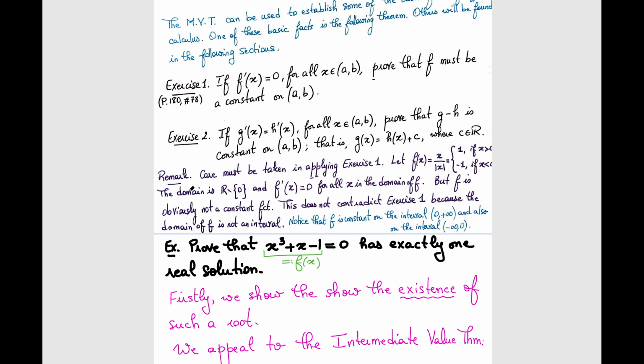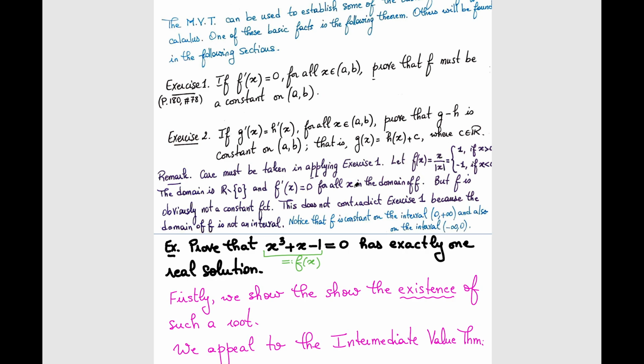The last thing is a remark. Care must be taken in applying exercise 1. For example, take this function, x divided by the absolute value of x. If x is positive, upstairs and downstairs are the same, so this becomes 1. If x is negative, upstairs and downstairs are the same up to a change of sign. So x upstairs, negative x downstairs, this becomes negative 1. At 0, this function is not defined because I would have 0 over 0, which is indeterminate. I cannot divide by 0. The domain of this function is everything except 0.